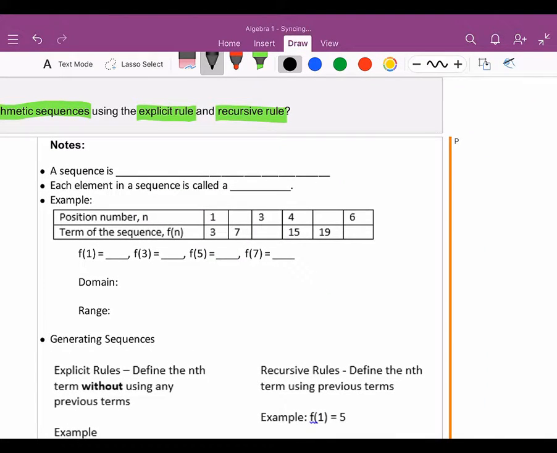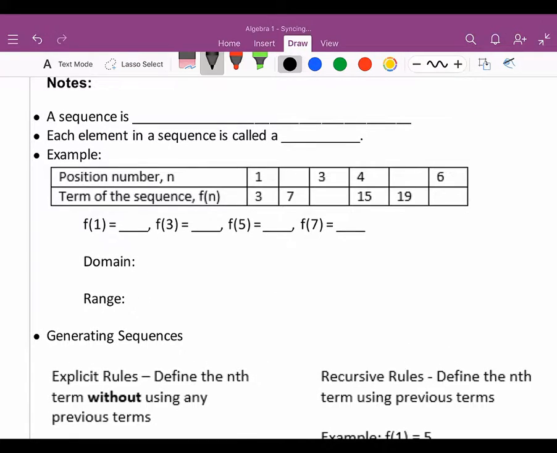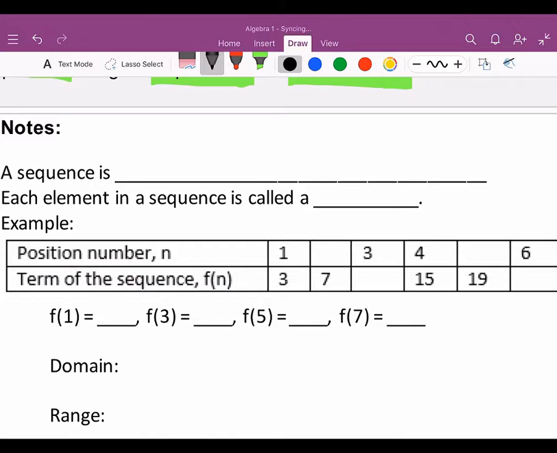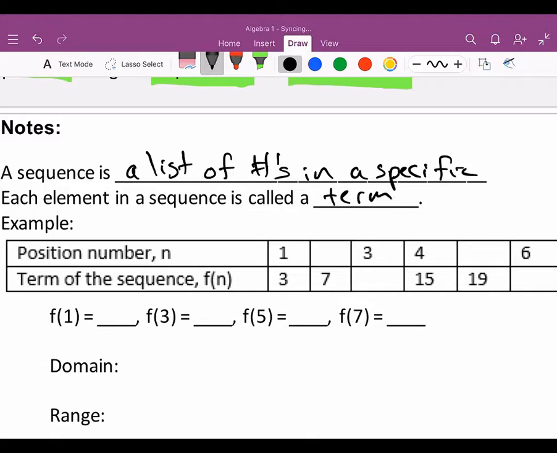arithmetic sequence. If I break that down, arithmetic usually just deals with math, adding, subtracting. Sequence is just a list. Okay, it's a list of numbers in a specific order. All right, and each of those numbers in that order is called a term. So each element in a sequence is called a term.